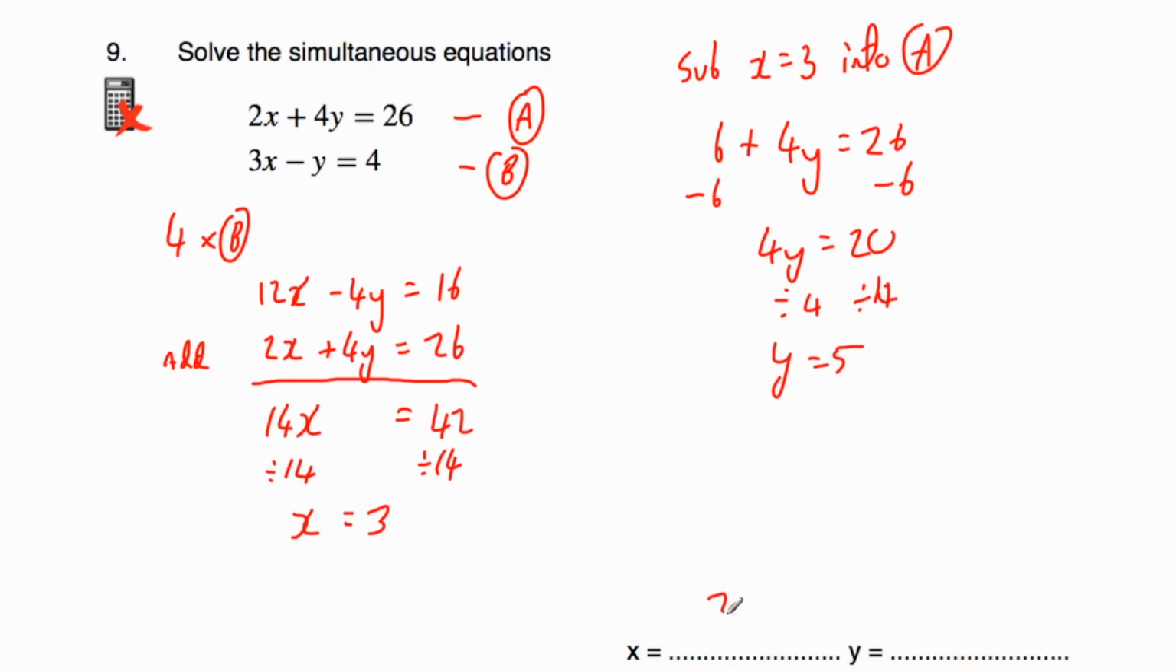So we've got that x equals 3 and y is equal to 5. And let's check in B. That would be equal to 3 times x, so 3 times 3 is equal to 9, take away y, which is 5, and that should hopefully be equal to 4. 9 take away 5 is 4, so we've got 4 equals 4, which is correct. So we're done. Fantastic. So question 9, we've got that right too.